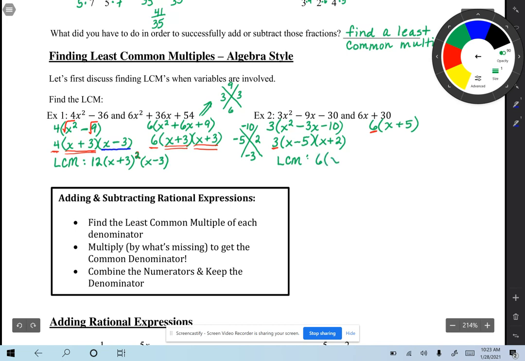x minus 5 appears only once in either of the expressions. x plus 2 appears only once, and x plus 5. It doesn't matter what order you put these in, as long as you put them next to each other. There we go. And that is the least common multiple of example 2.